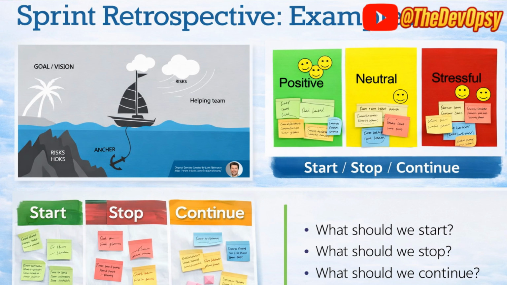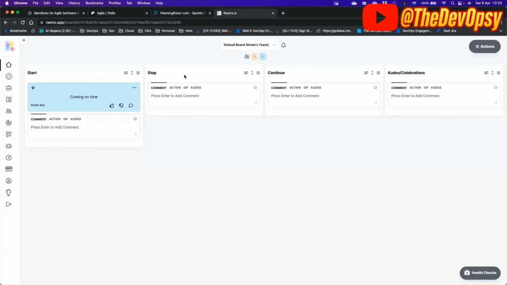And how do we do it? We do it through this. We have a board where we talk about what we should start doing, what we should stop doing, what we should continue doing, and then we can celebrate something. Okay, so let's go to the last edge of this part, which is retrospective. Again, there are different tools available which we can use for retrospective.